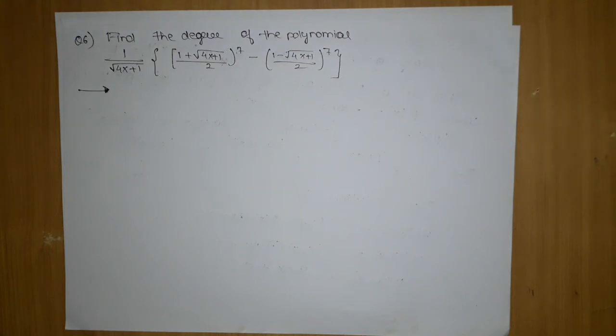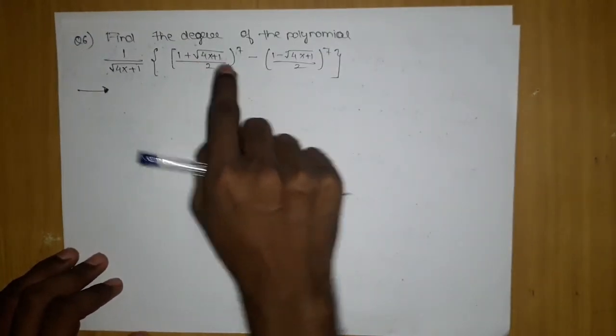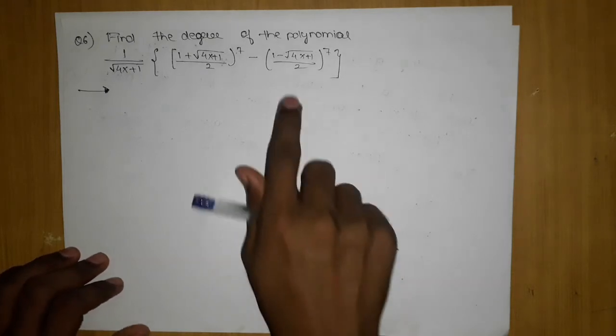The question says 1 upon under root 4x plus 1, bracket, 1 plus under root 4x plus 1 by 2, the whole power 7, minus 1 minus under root 4x plus 1 by 2, the whole power 7, bracket close. Now here in the denominator 2 power 7 appears, and here in the denominator also 2 appears. What we saw in the derivation was a minus b the whole power n, or x plus y the whole power n minus x minus y the whole power n. The top part, 1 plus under root 4x plus 1 and 1 minus under root 4x plus 1, is creating something like x plus y the whole power n minus x minus y the whole power n. But this 2 is a problem.